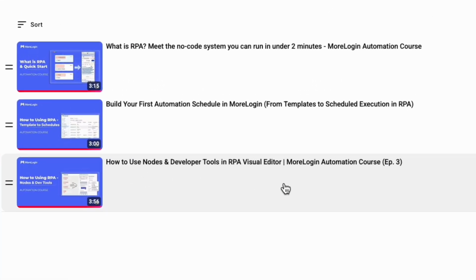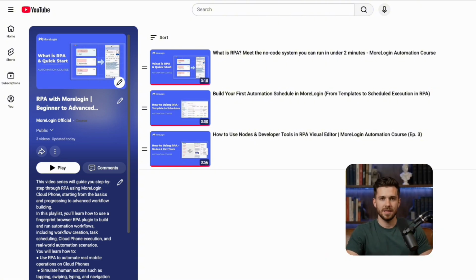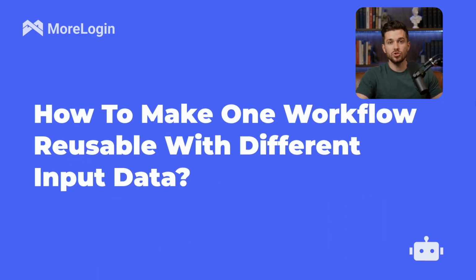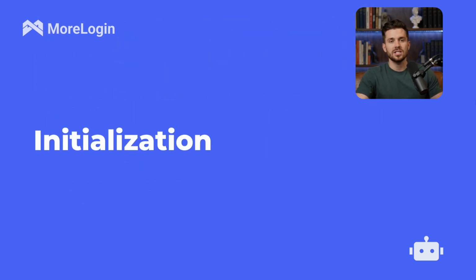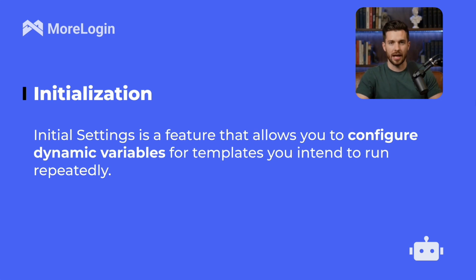So far in this course, we've already learned the basic framework of MoreLogin automation, what it is and how to use it quickly. Now we're going one step deeper to solve a practical problem: how to make one workflow reusable with different input data. That's exactly what initialization is for. It gives the workflow a reusable input layer.